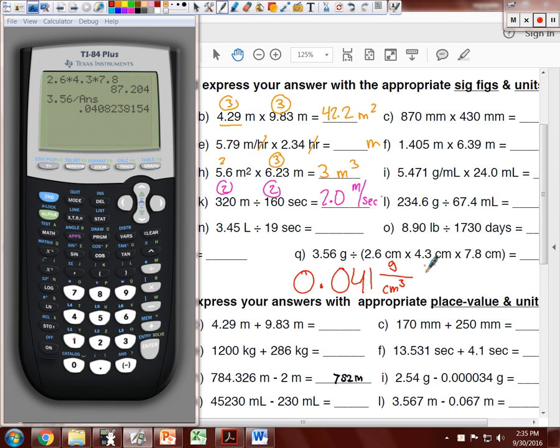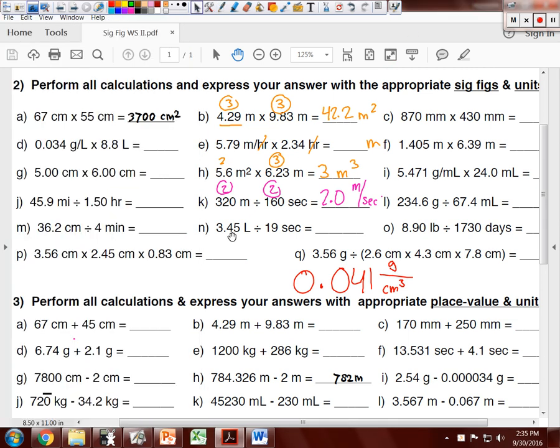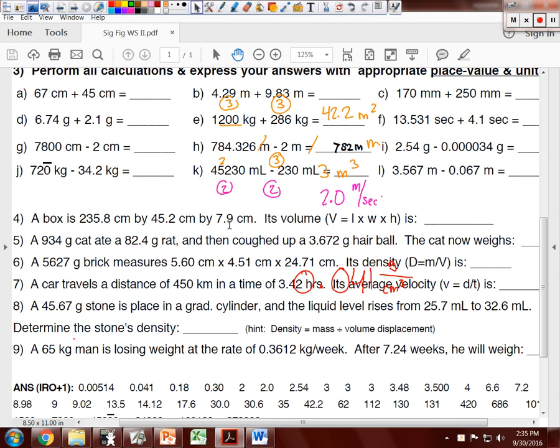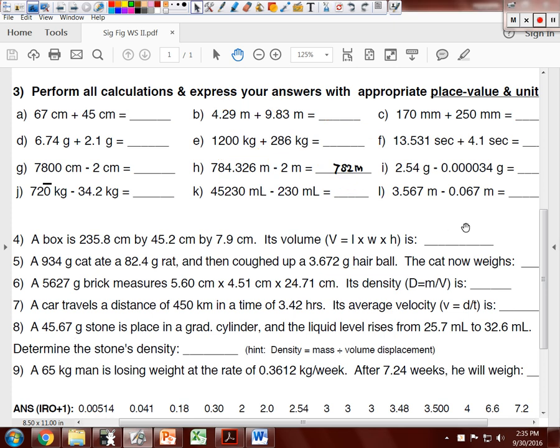How many of you got that for that one? Good. If you didn't, it was probably the rounding issue, which is fine. No big deal. That's why we're practicing. All right. Any questions on any of the rest of those? All right. So let's go to the bottom set. Wednesday, you guys wrote the rules for addition and subtraction. And what was your rule for addition and subtraction? The least number of what? Decimal places.